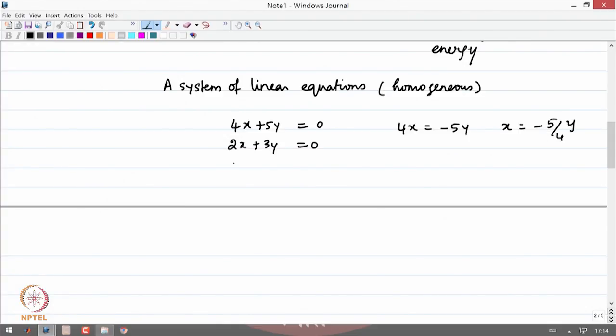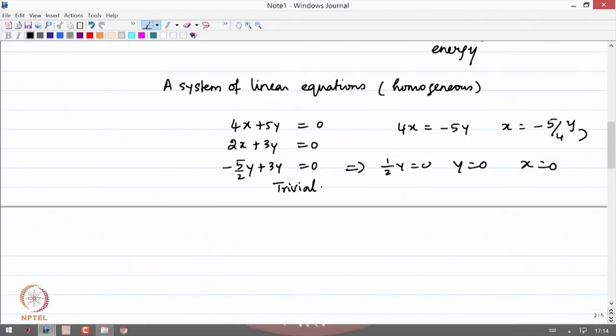Now, if I substitute that x into the second equation, 2x is minus 5 by 2 y, plus 3y is equal to 0, which is essentially half y is equal to 0, or y is equal to 0. If y is 0, quite obviously x is 0. So this is a trivial result, not a real solution.